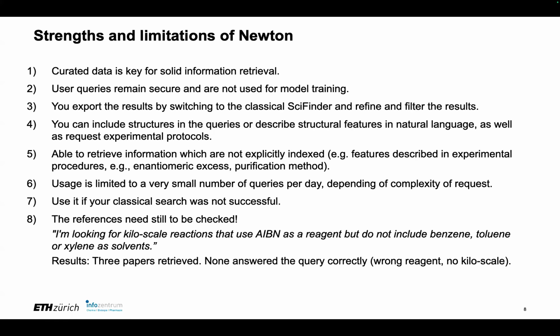All the references need to be checked. For example, I tried this query: I'm looking for a kilogram scale reaction that uses AIBN as a reagent, but do not include benzene, toluene, or xylene as solvents. So it found 3 papers. Unfortunately, the answers were not quite correct. In one paper, it was a wrong reagent, not AIBN, but AIBA. And it was not a kilogram scale, but milligram scale. So there are limitations because it's an AI, but try it.